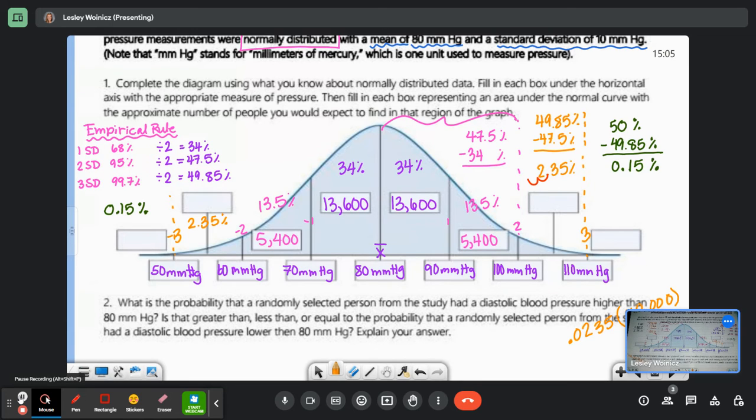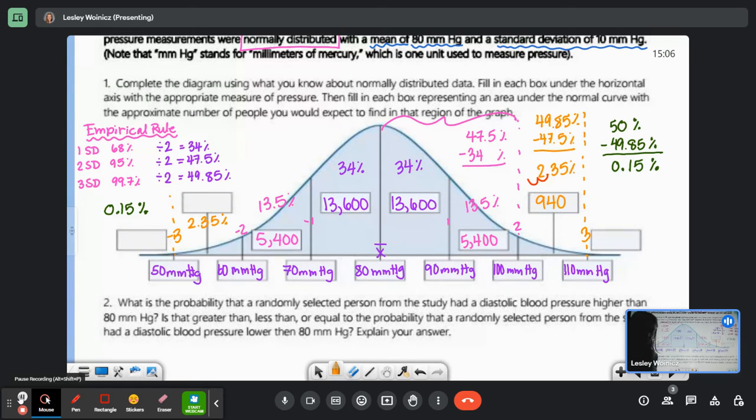Yeah. 940. Is it really? Yeah. Okay. I was like, I don't know what I did. Maybe I'm the one who's losing my mind. 0.0235 times 40,000. Okay, yeah, it's 940. Sorry to have doubted.